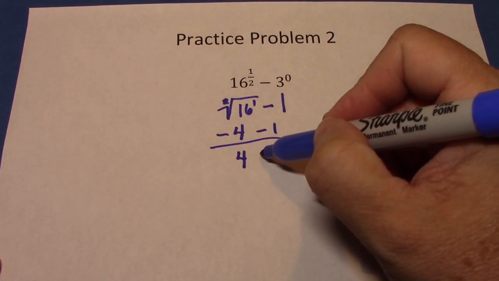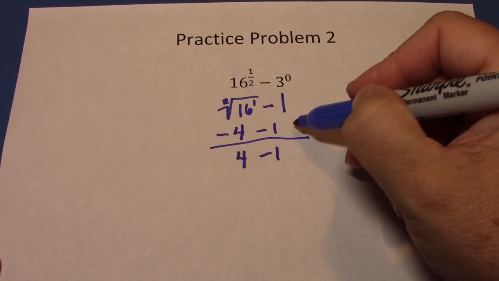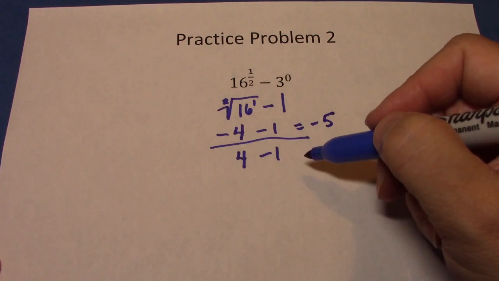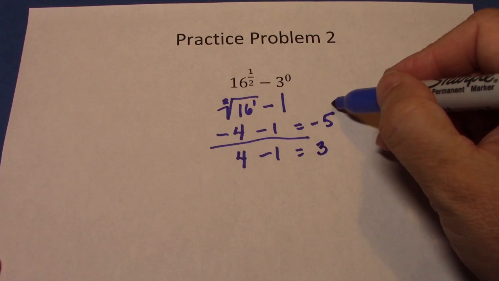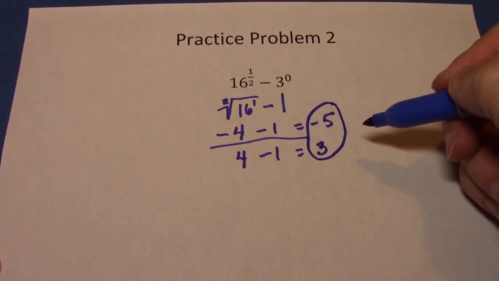The first one is -4 minus 1. That's going to equal -5. And the other one is going to be 4 minus 1, so that's 3. So the answer to this is either -5 or 3.